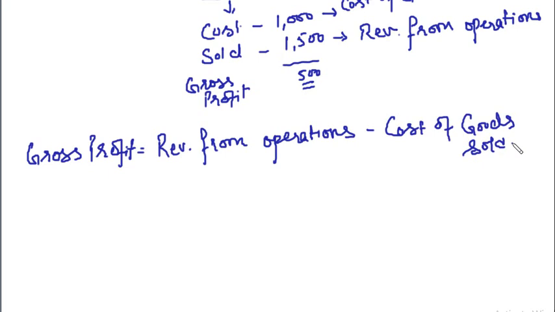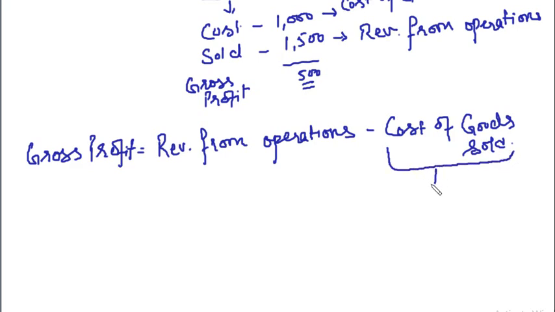Right? So what is gross profit? It is revenue from operations minus cost of goods sold. Now what is revenue from operations? This 1500. Whatever you have earned by selling your product. What is the cost? Cost is whatever you have incurred in either manufacturing a product or buying a product. Clear? Now the thing is how to calculate this cost of goods sold.